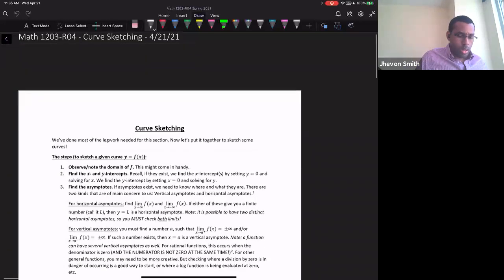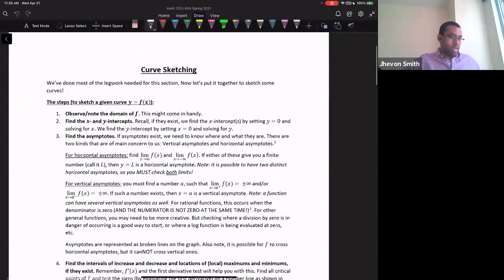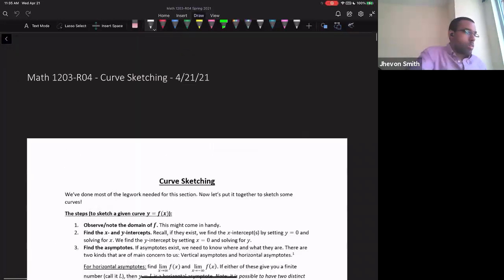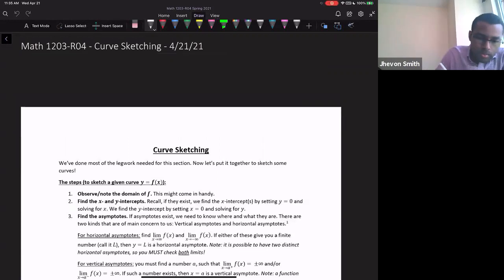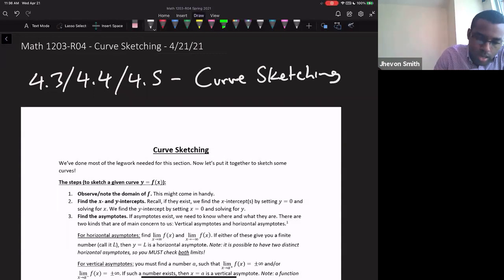Here we go. All right, so curve sketching. It will cover three sections in the textbook, I think. So this 4.3, 4.4, 4.5. Handout on class webpage.